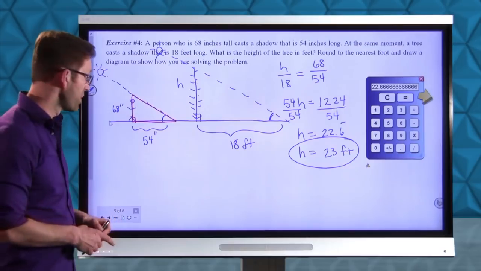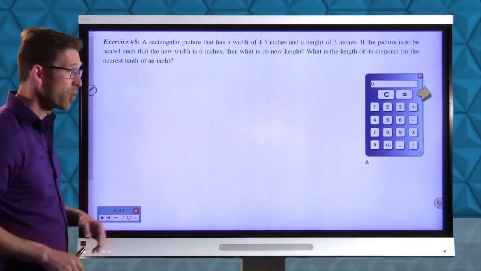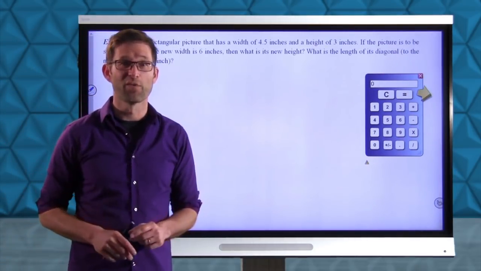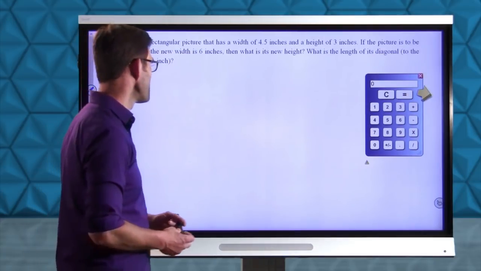I'm really looking to jump ahead quickly, apparently. Let's just go right on to the next unit. We're only into the first lesson on this one. Let's take a look at exercise number 5.